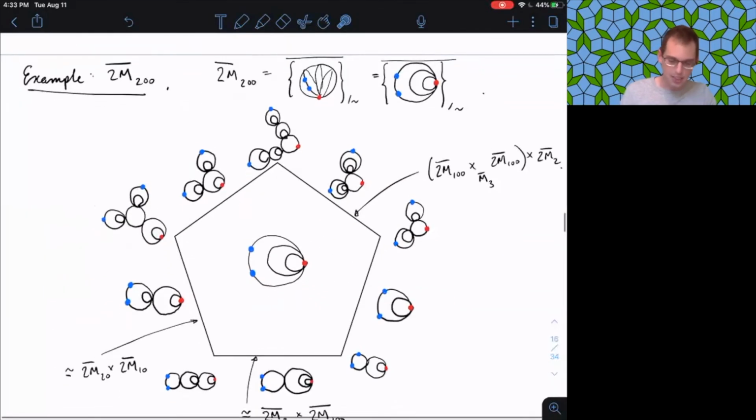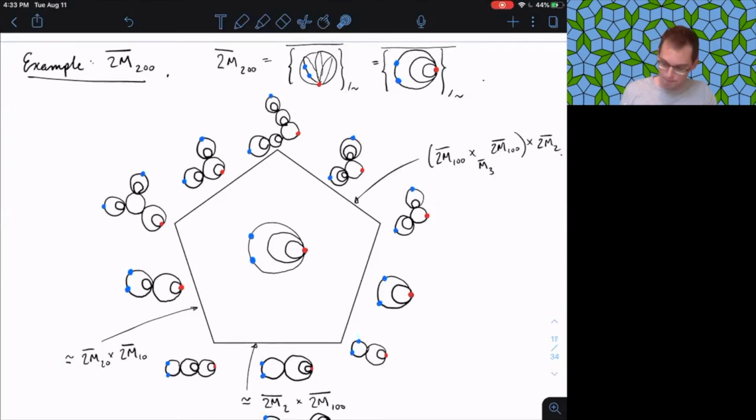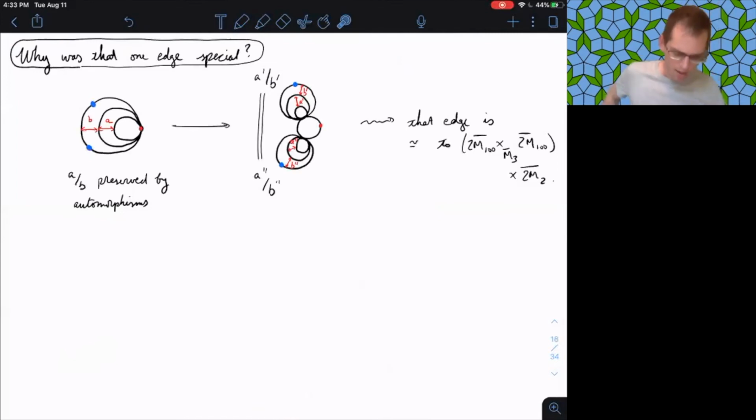Okay, and that's sort of the first hint that whatever the 2-associahedra form, it's not just an operad, it's something a little bit more exotic. Okay, so why was that degeneration special?